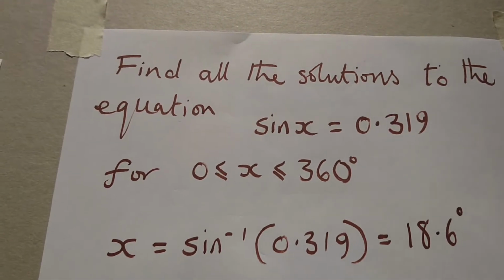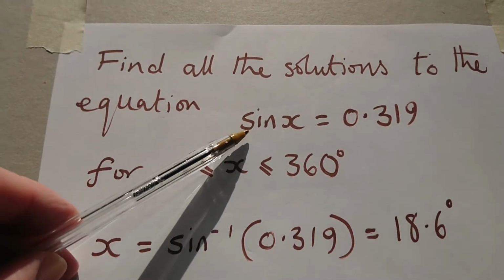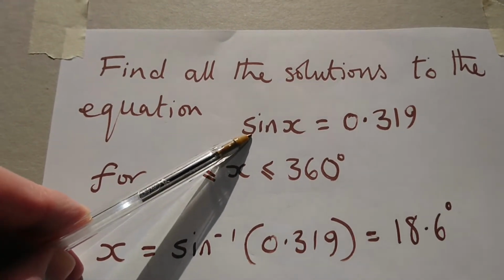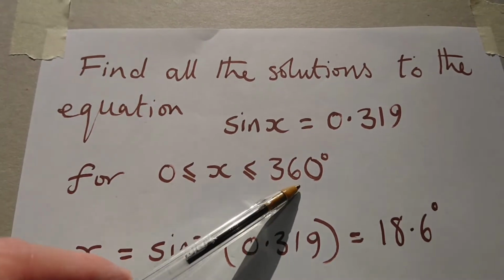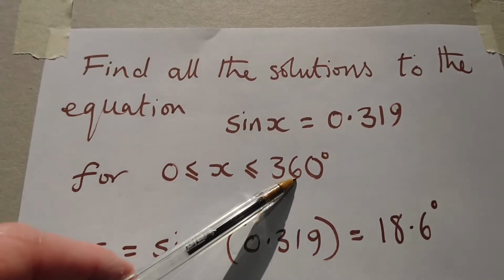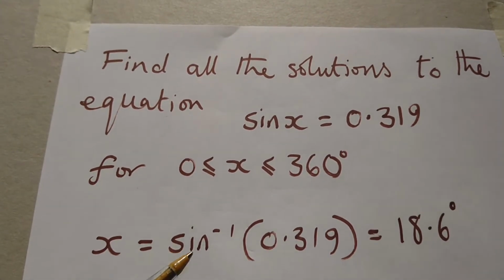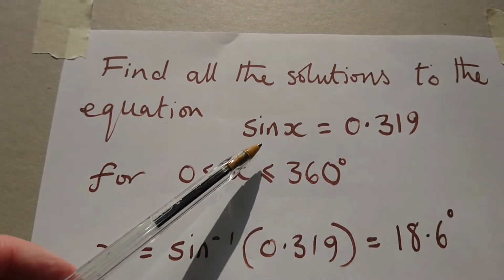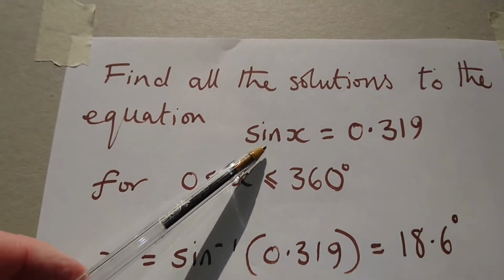We need to find all the solutions to the equation sine x equals 0.319. And we need to do that for values of x between 0 and 360 degrees. So the first thing to do is we just rearrange the equation to make x the subject. And we do that by taking the inverse sine on both sides of the equation.